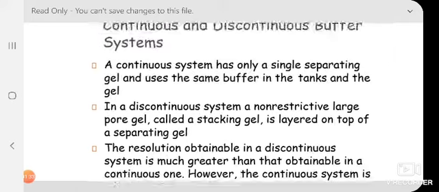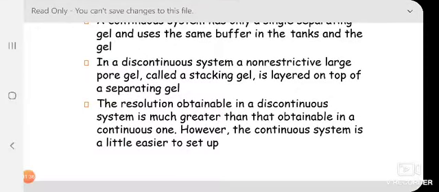Now, what we mention in the second point is that we have to prepare a stacking gel which has a non-restrictive large pore size. That means the gel has a lower percentage, so the pores are big, and there are two types of buffer we will be using. One type of buffer will be used for running, another type for casting the gel. Also, when casting the gel, the pH of the stacking gel buffer and the separating gel, which is the main gel, are maintained differently.